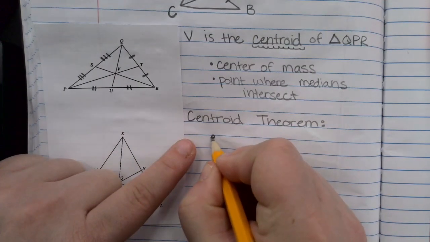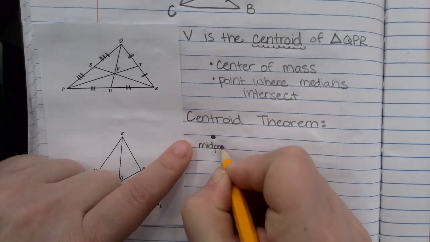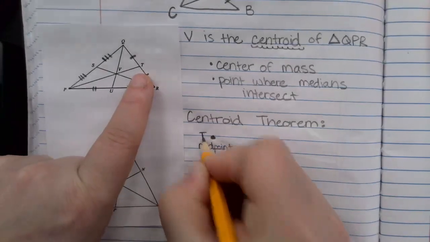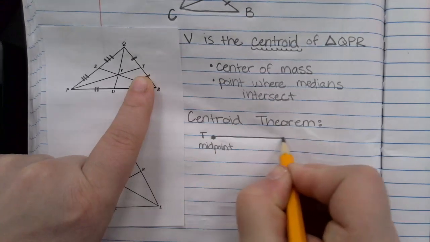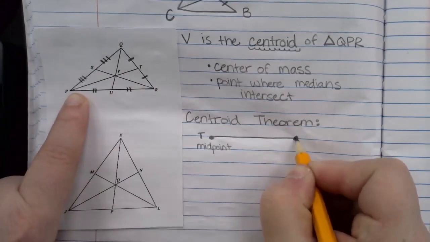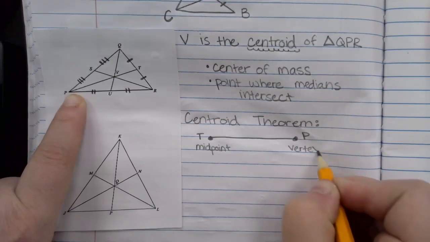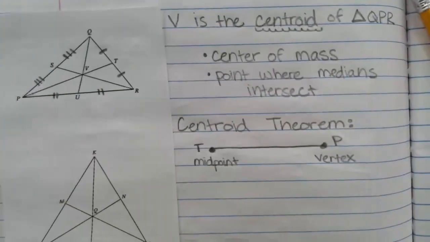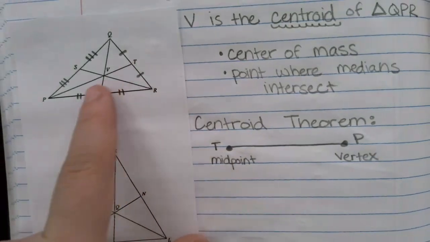Okay, so what we're going to do is think of a centroid as a median, and a median connects a midpoint of a side, so this would be like T, and it would connect it all the way to the opposite vertex, P. I'm looking at this one that goes diagonal.